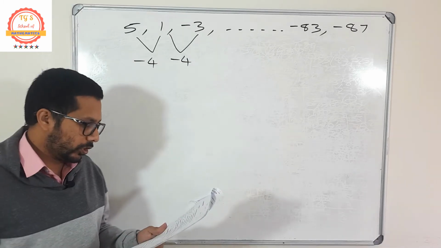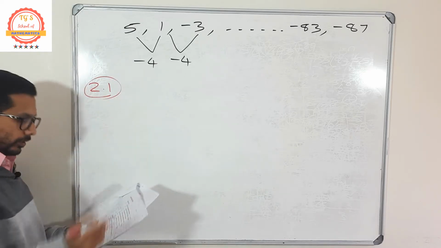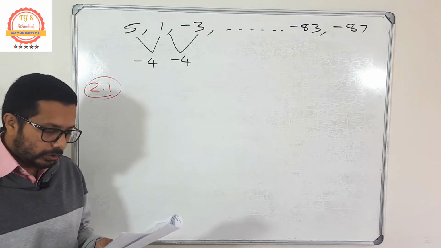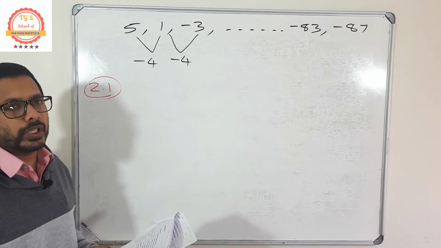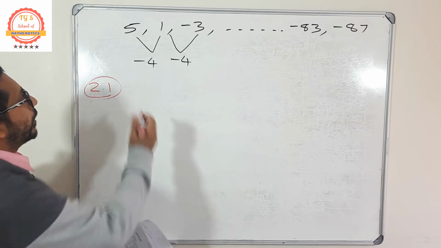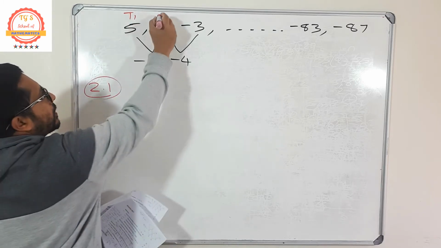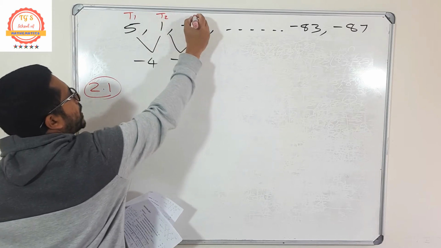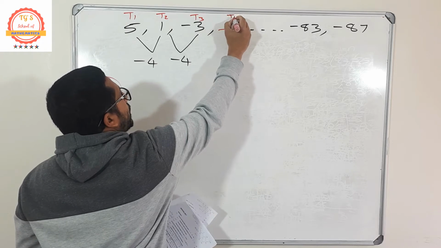What is the first question? Question number 2.1. Write down the fourth term of the sequence. You have to find the fourth term. So which one is the fourth term? This is the first term, denoted T1. This is the second term, T2. This is T3. And you have to find T4.